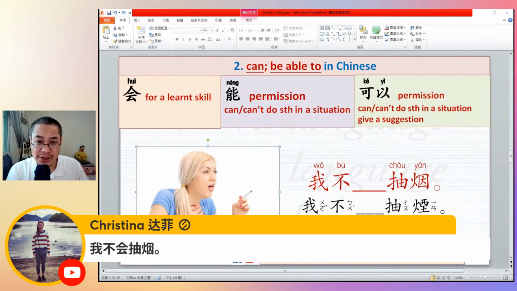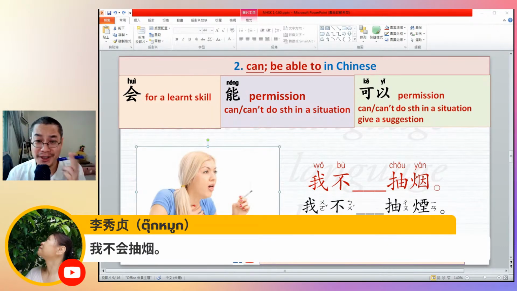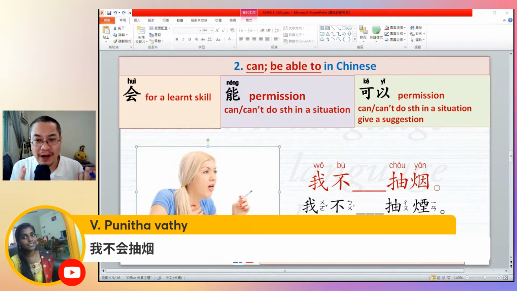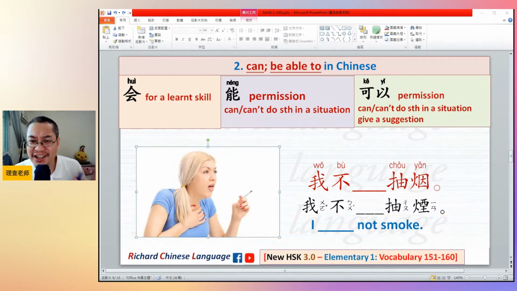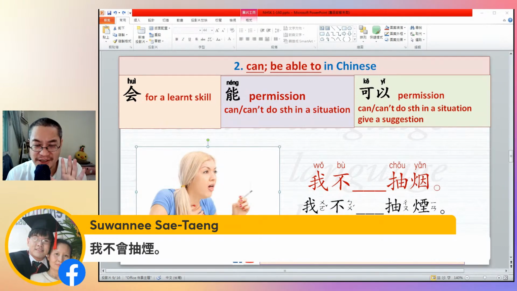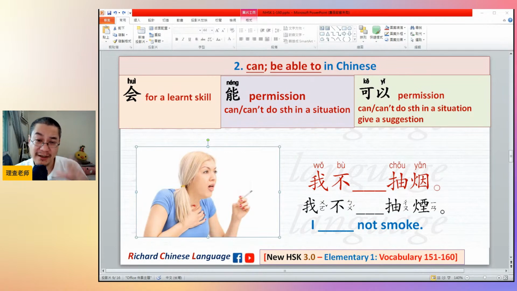我不会抽烟。Okay, 我不会抽烟。Why? Because you're learning, right? You're learning how to smoke. You try to smoke, but you can't. You don't know how to smoke. So when you smoke, you are which means you're learning, but you haven't learned yet, right? 我不会抽烟 Yeah, 我不会抽烟 You don't know how to smoke now. You're learning, but you can't, right? 我不会抽烟 So that's the difference.